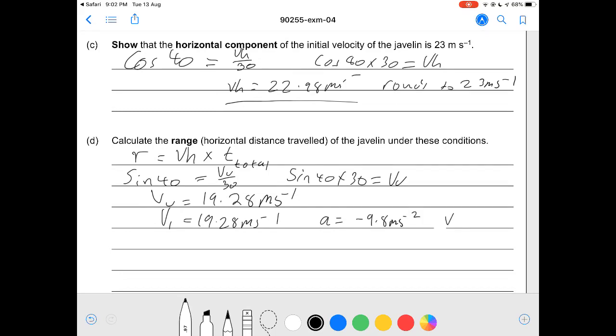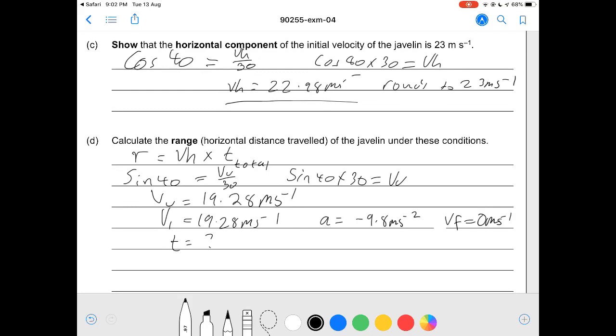And we also know that our VF is 0 meters per second, because at the maximum height the ball momentarily stops. So when the ball is at the max height, the vertical velocity is 0. And we want to find what our time is. So our time we don't know.